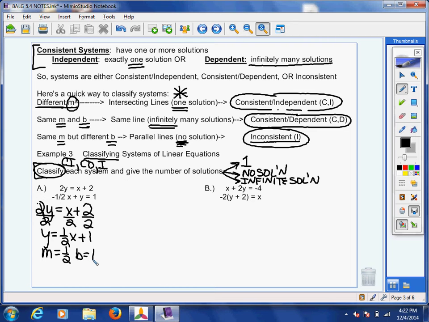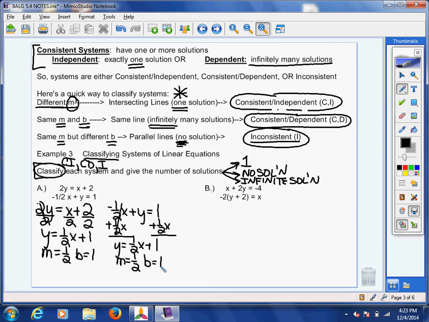Now let's see what this other one is. We've got -1/2 x plus y is equal to 1. So I'm going to get y by itself. I'm going to go ahead and add 1/2 x to each side, and I'm going to end up with y equals 1/2 x plus 1. So m is 1/2 and b is 1.